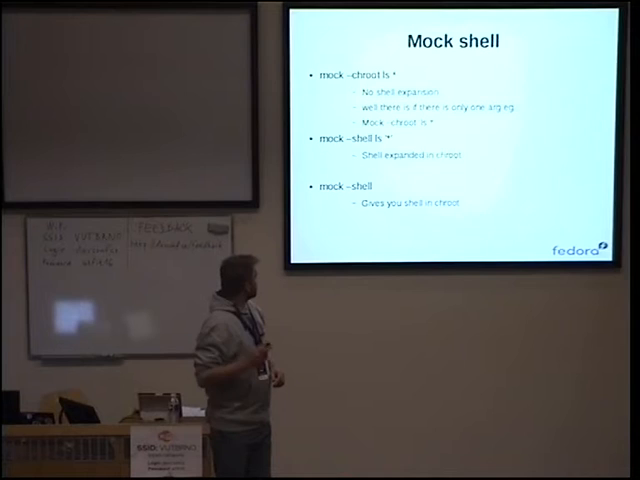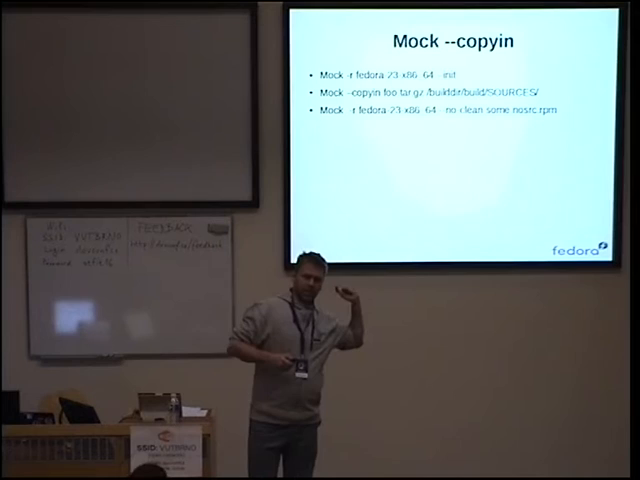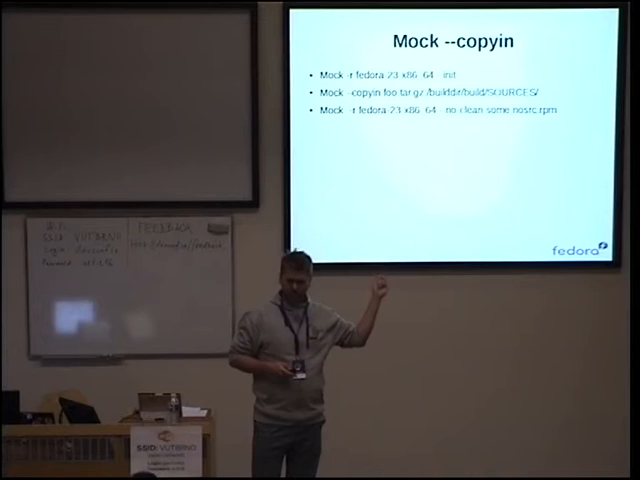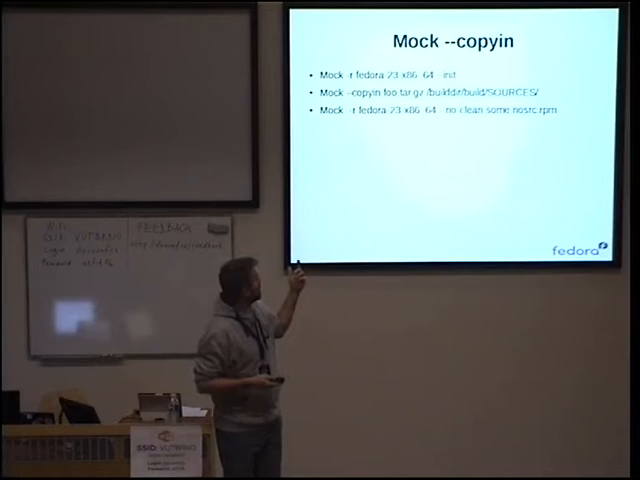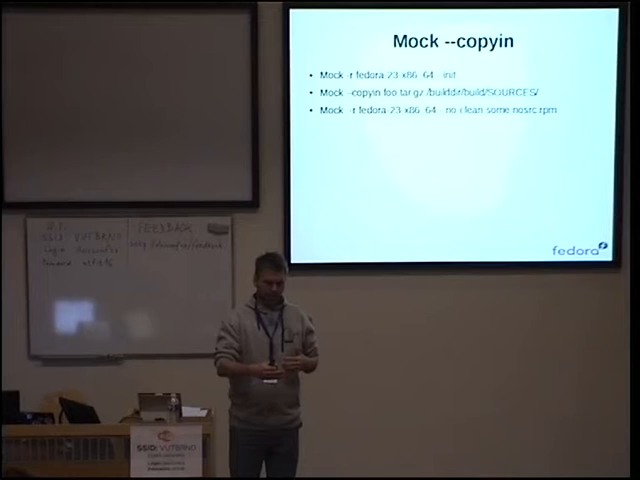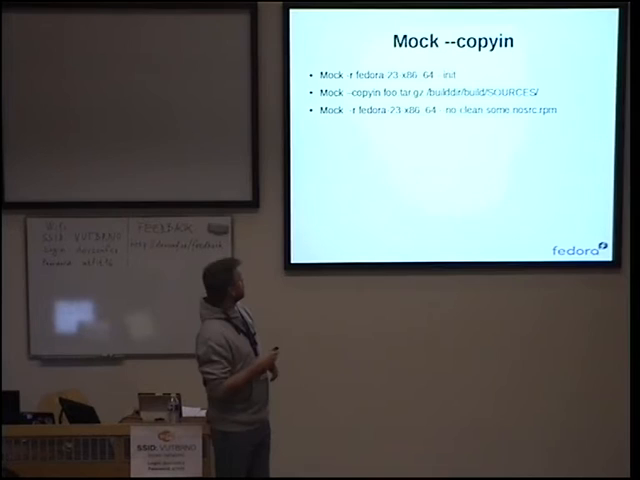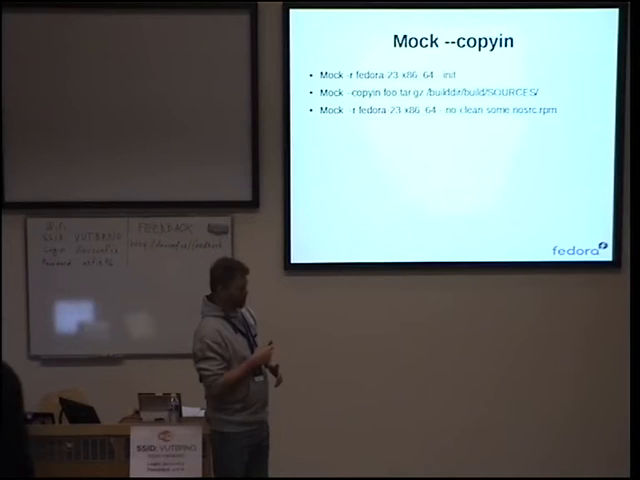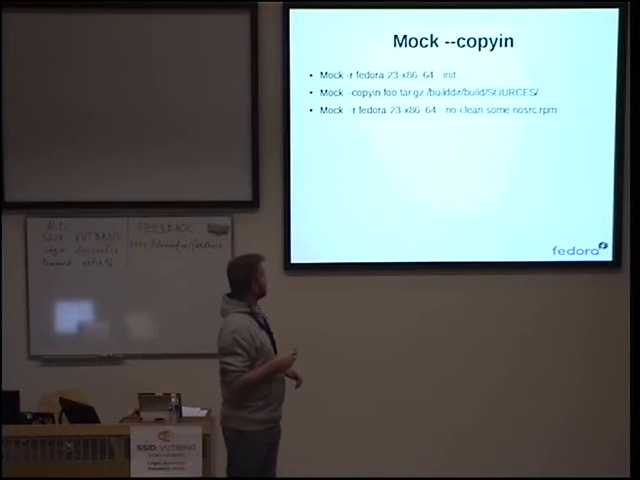Okay, if you want to get something into the mock root, you can use copy in. For example, when you are building a no source RPM, which we spoke about briefly a few slides ago, you couldn't just copy it physically into the build root because it's always cleaned up before you start building. So you need to initialize the root, copy it inside, and then call no clean. Otherwise, it will clean the build root. So if you need a tar file or no source RPM, you can copy it there this way.